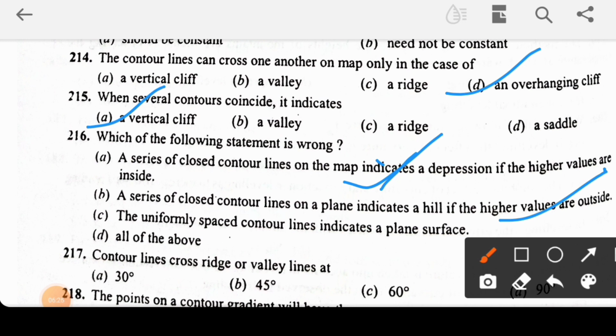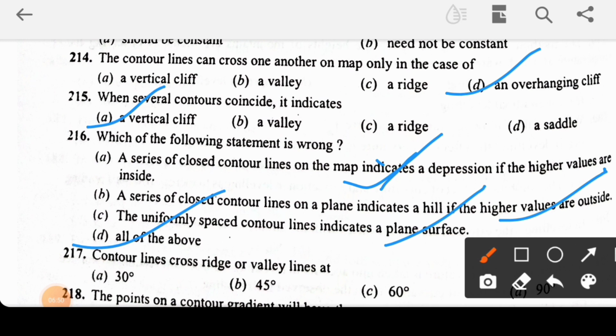The uniformly spaced contour lines indicate a plane surface. It is wrong. यहाँ पे करेक्ट आंसर होगा D, all of the above.